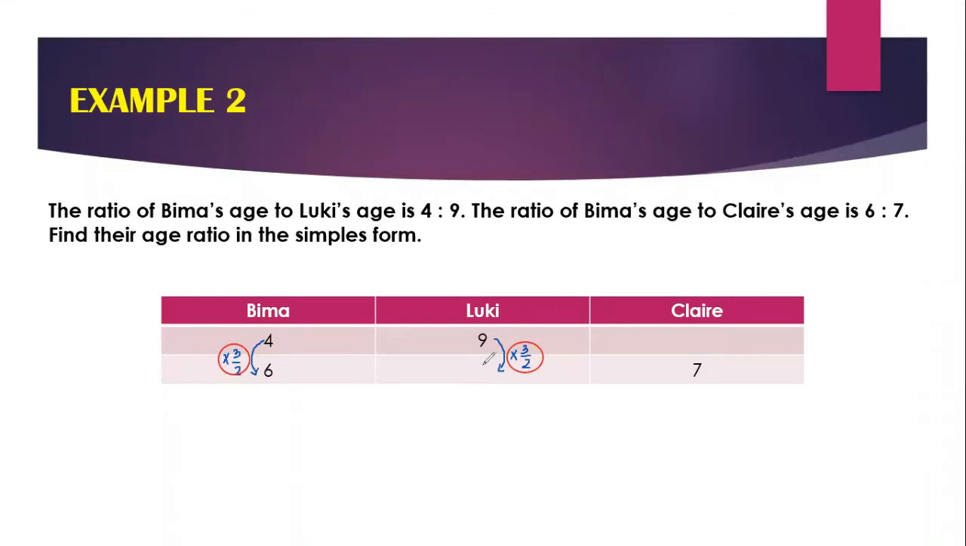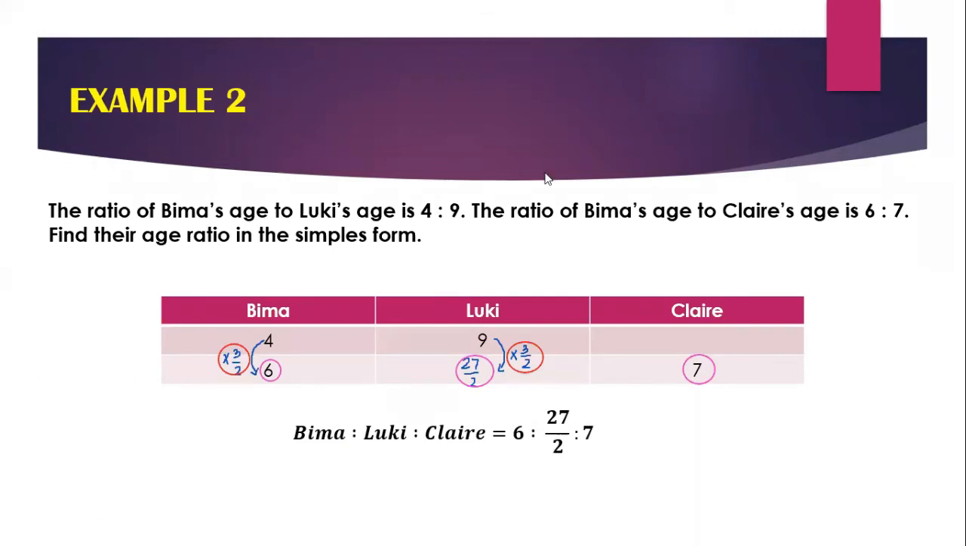We'll find here 27 over 2. Now the table is complete. Bima is 6, Lucky is 27/2, and Claire is 7. Is it clear? So Bima to Lucky to Claire is 6 to 27/2 to 7.